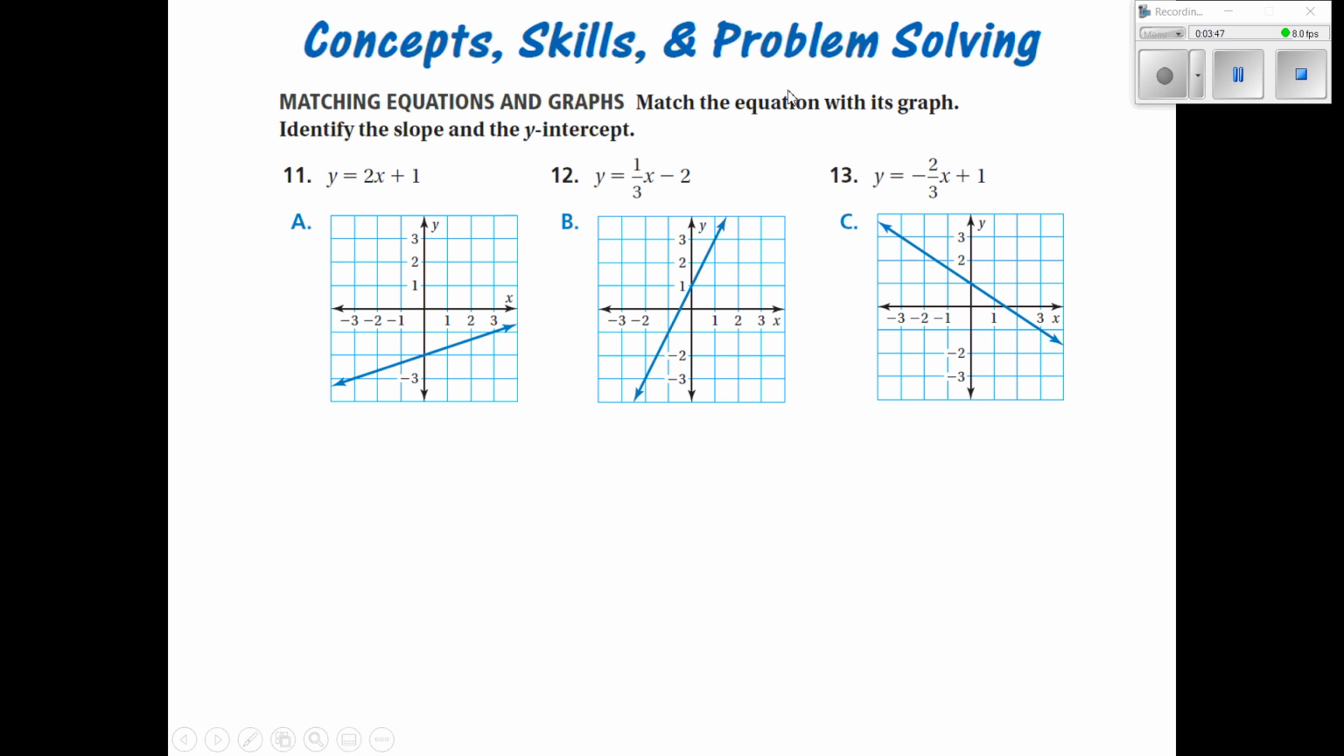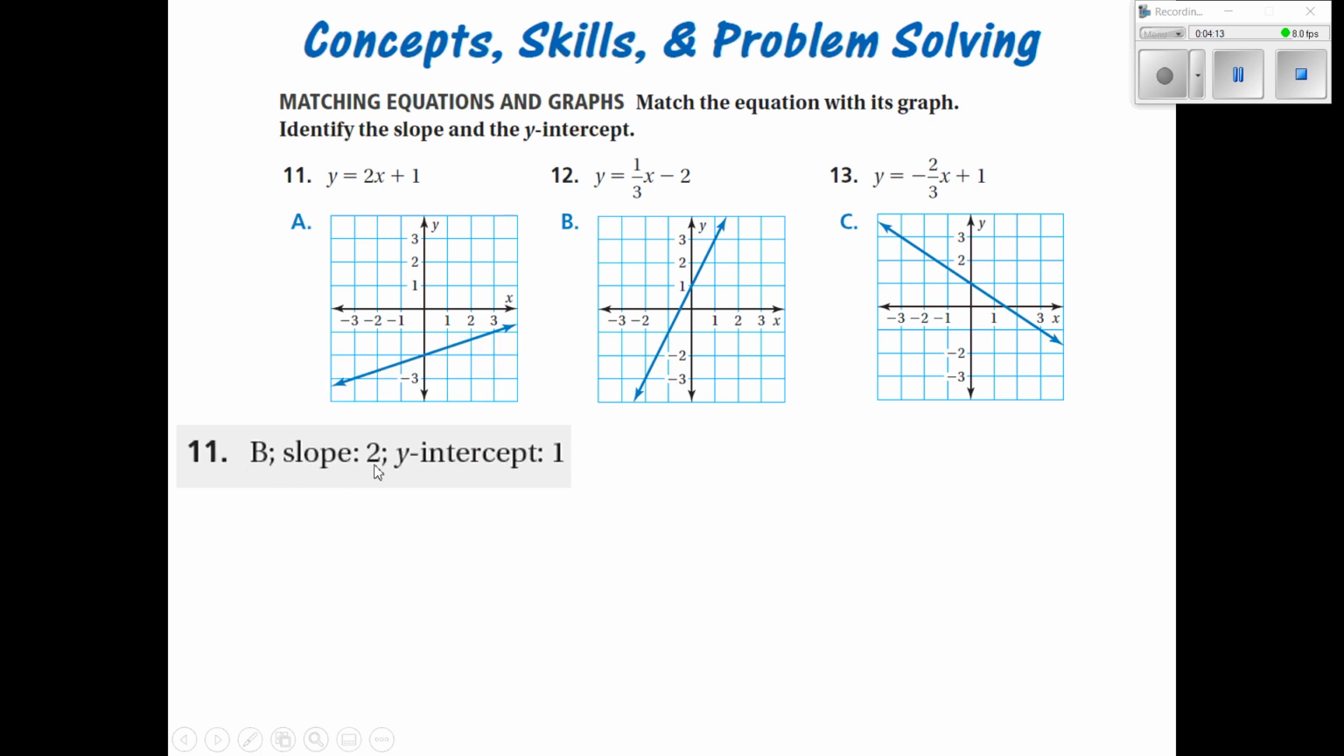It says match the equation with its graph. Identify the slope with the y-intercept. Okay, well, this one says it's crossing through positive 1. So it's definitely not A, because that's crossing through negative 2. This one's crossing through positive 1, and so is this one. But this one over here shows that my slope is positive, and this line's going upward. So I know that 11 has to be B.